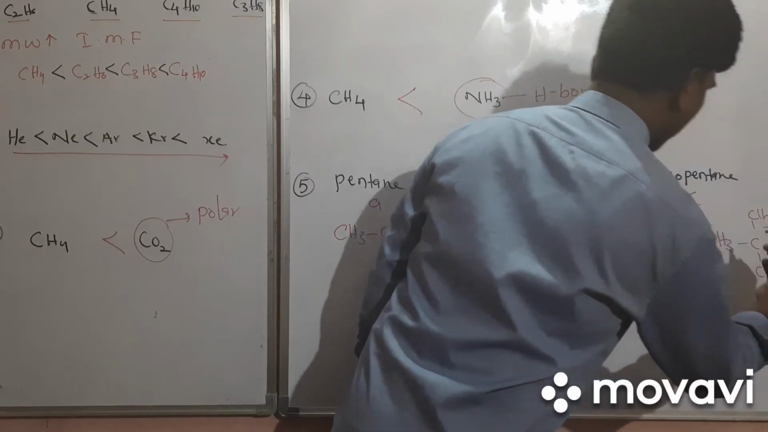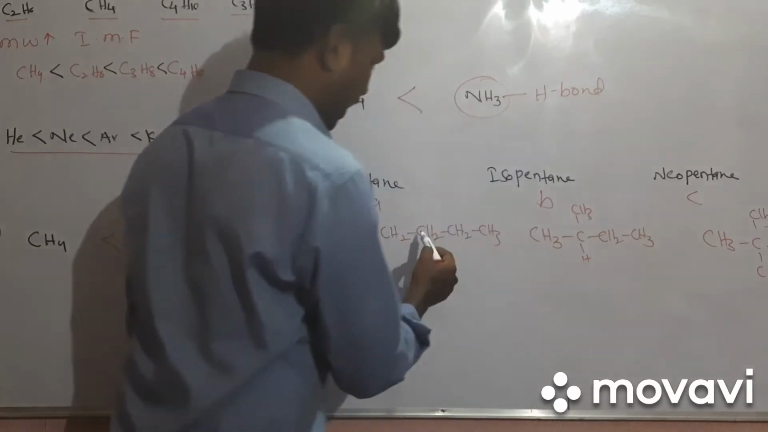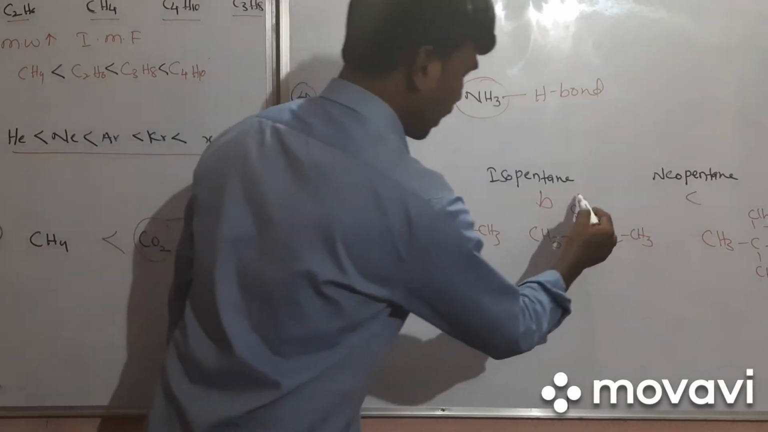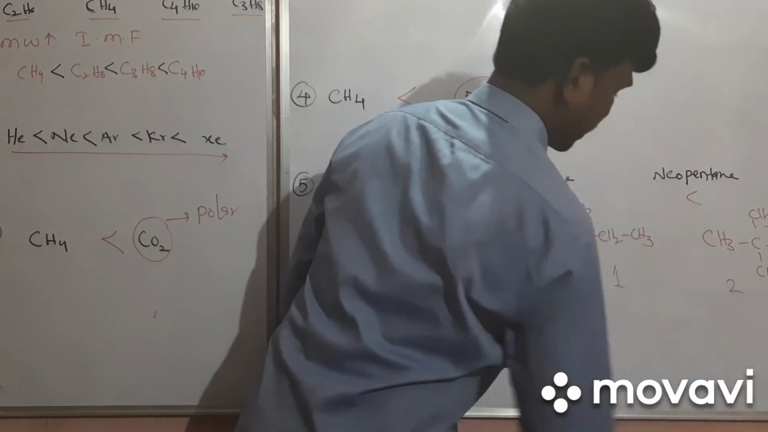This one is neopentane. You see, from here to here, here there are no branches, 0 branches. Here 1 branch is there. Here how many branches are there? There 2 branches are there, right?